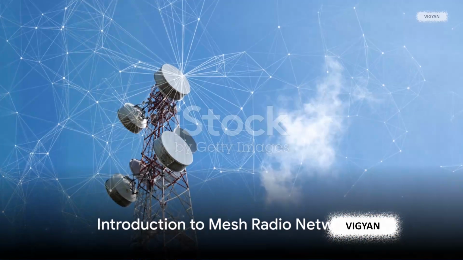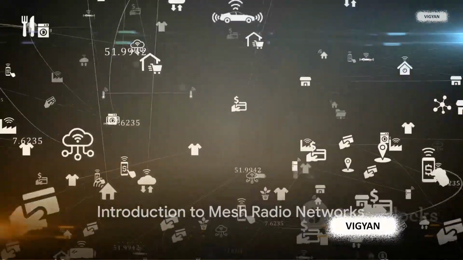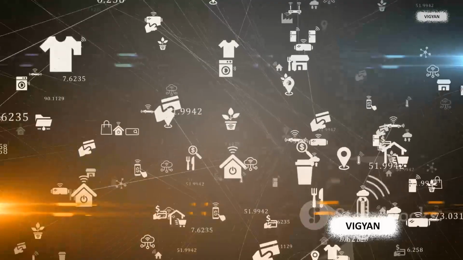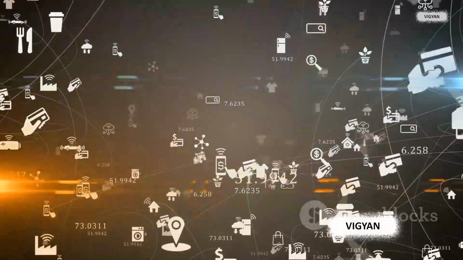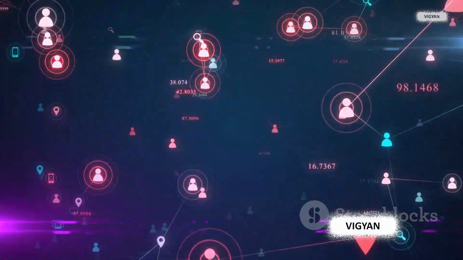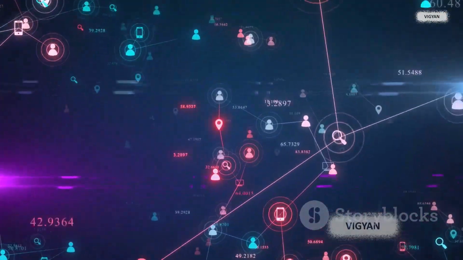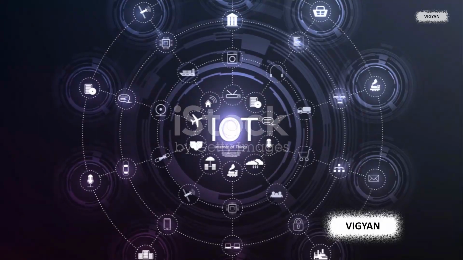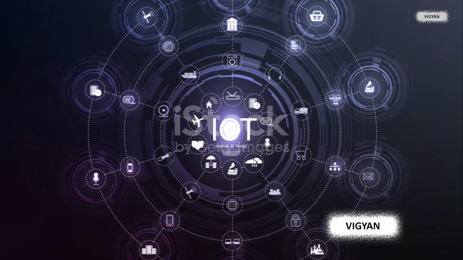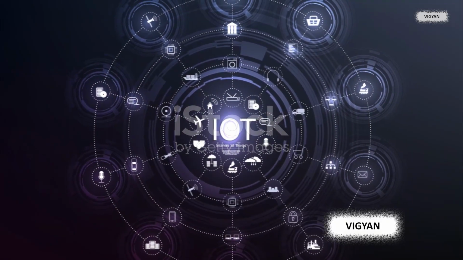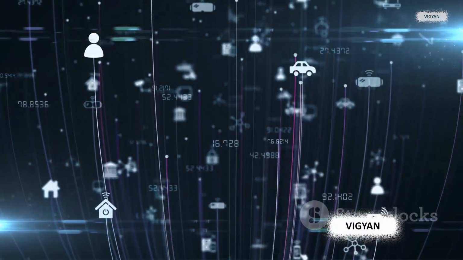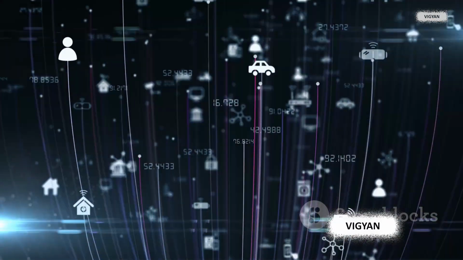Ever wondered how devices talk to each other without Wi-Fi or cellular networks? Welcome to the world of mesh radio networks. To put it simply, imagine a vast web of devices, each one a tiny radio station transmitting and receiving information. This web, or mesh, isn't reliant on a central hub like traditional networks. Instead, every device, or node, communicates directly with its neighbors.